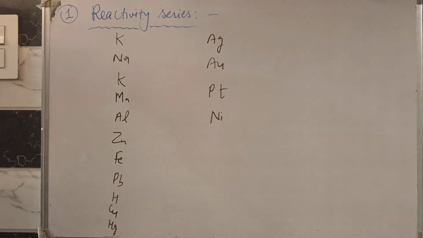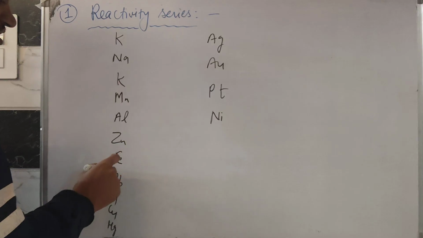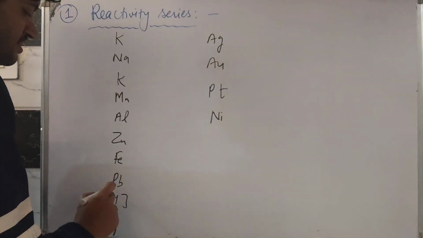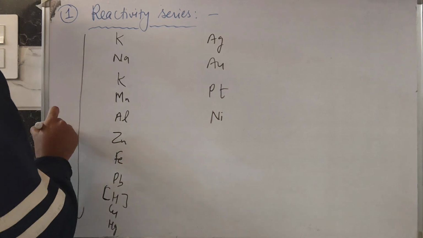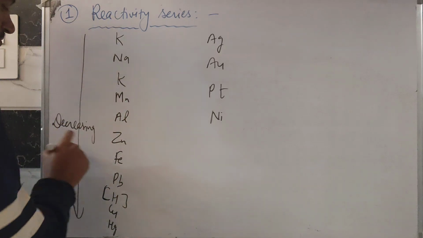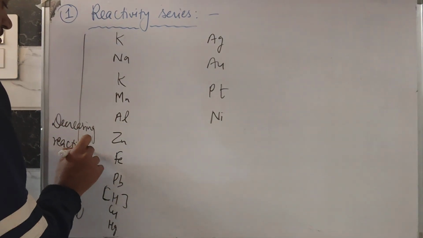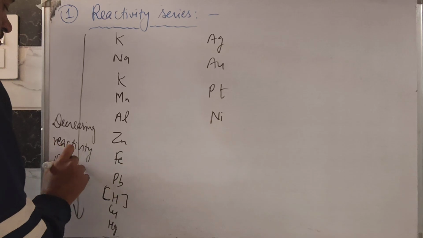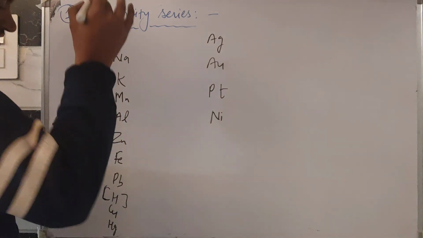written here: potassium, sodium, calcium, magnesium, aluminium, zinc, iron, lead, and hydrogen is indicated. These are arranged in decreasing order, that is, decreasing reactivity, from top to bottom. These are not based on group order. These are separate elements in order.